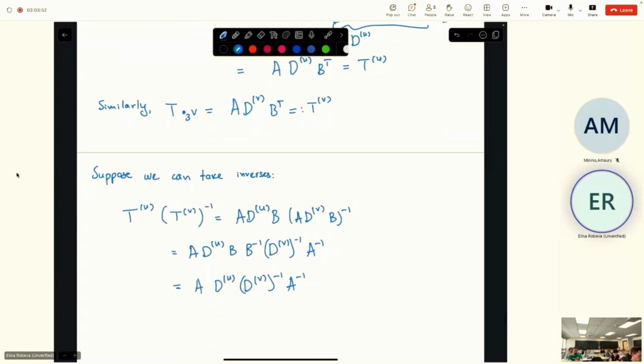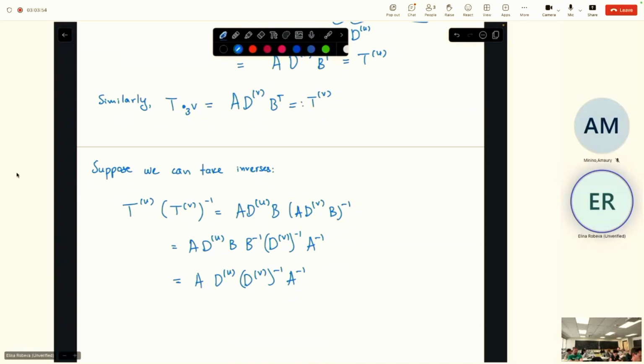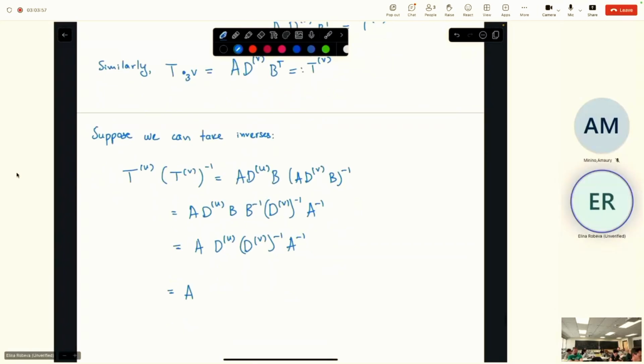And what is this D_u D_v inverse? They're both diagonal, right? So this will be c_1·u divided by c_1·v, the first entry, and then c_2·u divided by c_2·v, up through c_r·u divided by c_r·v. So this is what happens if I take these two diagonal matrices and take the inverse of one. I just multiply with the reciprocals here.